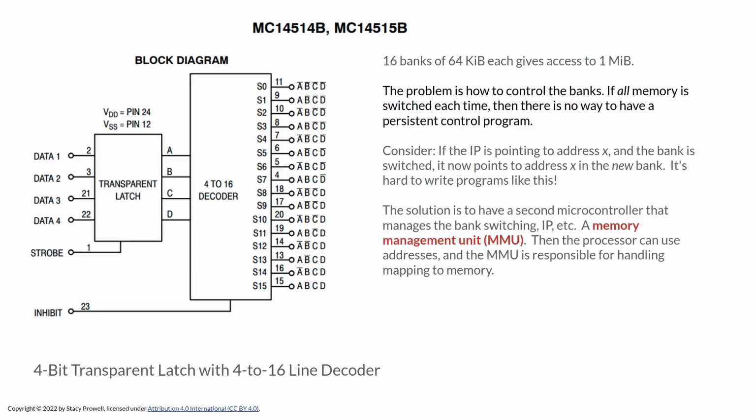16 banks of 64K would give us access to a full megabyte. That's great. Controlling bank switching can be a little bit fraught. Let's say that I'm running code in one of those banks and I want to switch. I have to figure out how to do that because the program counter, after I set a new value in that latch, is going to be executing out of a different bank.